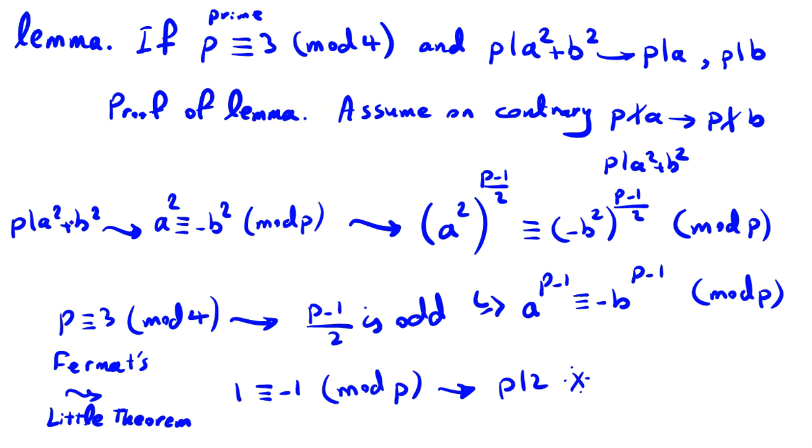Now we know p divides a squared plus b squared, so a squared is congruent to negative b squared mod p. If you raise both sides to the power of (p minus 1) over 2, since p is congruent to 3 mod 4, (p minus 1) over 2 is odd. Because it is odd, the negative remains. So it would be a to the power of p minus 1 congruent to negative b to the power of p minus 1. By Fermat's little theorem, a to the power of p minus 1 is 1, and here it is negative 1, mod p. And so p divides 1 minus negative 1, so p divides 2, and that's a contradiction.